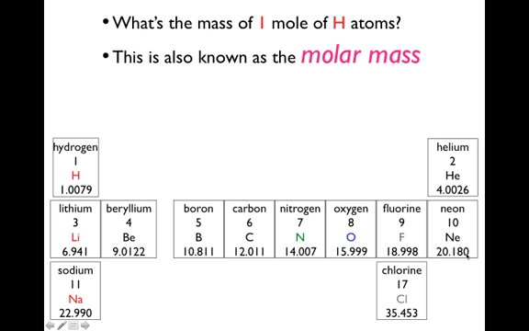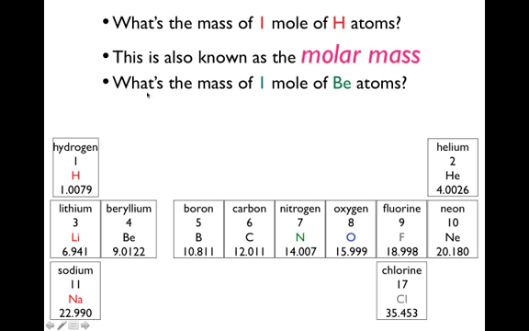And you can do this for any of the elements. And we can do something else with molar mass, which we'll do in a few slides. But I want you to know what molar mass means. Molar mass is how much 1 mole of something weighs. So again, I can ask you, what's the mass of 1 mole of beryllium atoms? This is just another way of saying, what's the molar mass of beryllium? Because I'm asking how much 1 mole of beryllium weighs. The molar mass of beryllium is about 9 grams. If you want to be very precise, 9.0122 grams.